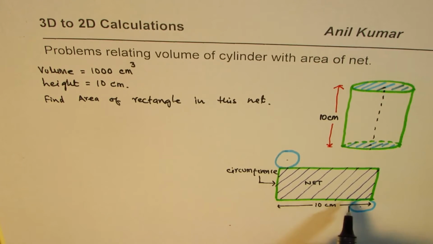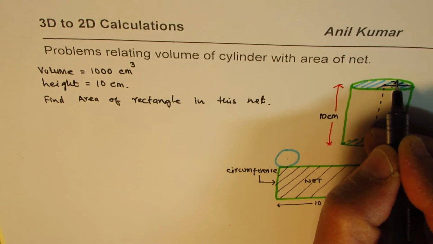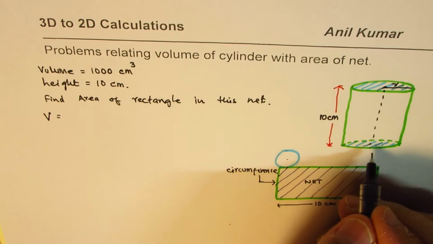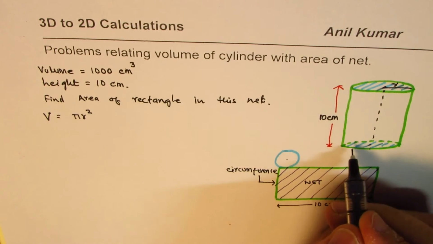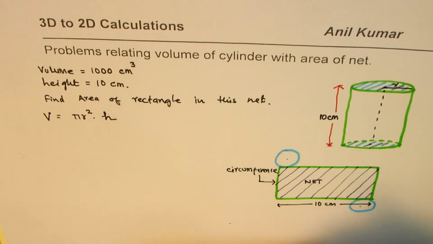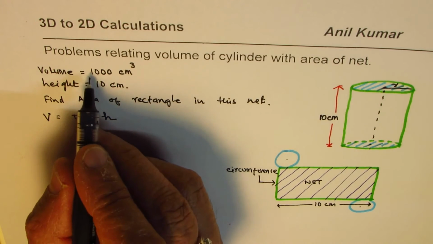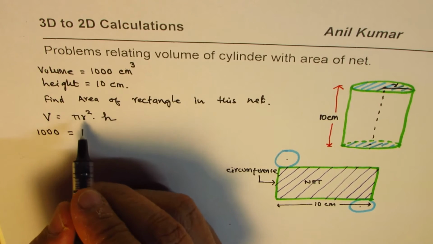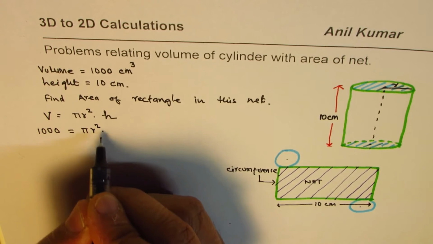So let's figure out what the radius is. To find the circumference, we need to find the radius, r, right? We know the volume. The volume formula for a cylinder is pi r square, which is the area of the base, times the height. Now, volume is given to us as 1000. We have 1000 equals pi r square times 10.